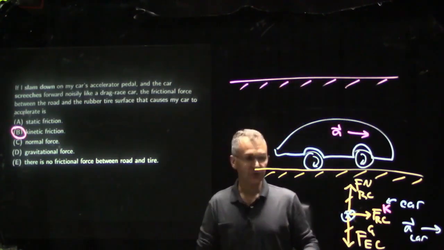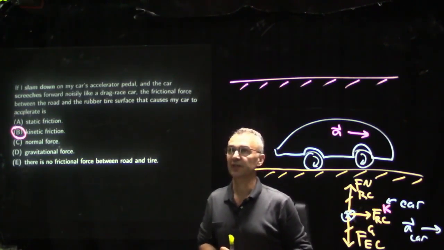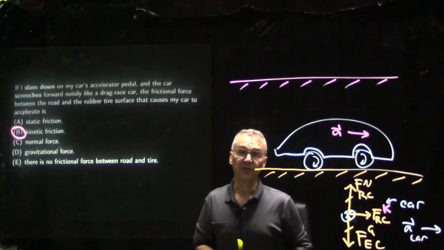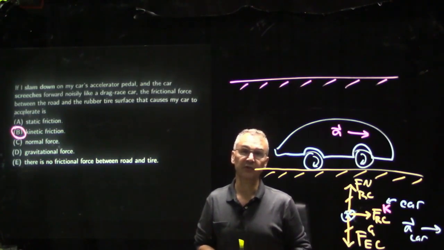So in that case, the force that's propelling my car forward is kinetic friction with a K instead of static friction with an S. And it almost always turns out that the maximum possible value of static friction is bigger than kinetic friction for a given two surfaces. So you usually get a better acceleration if you prevent the car tires from slipping.